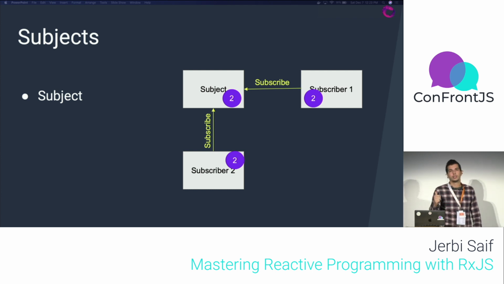But the second subscriber didn't get the first one. This is how a subject works. A subject doesn't maintain the previously emitted data. You get only the data starting from when you subscribe to this subject.